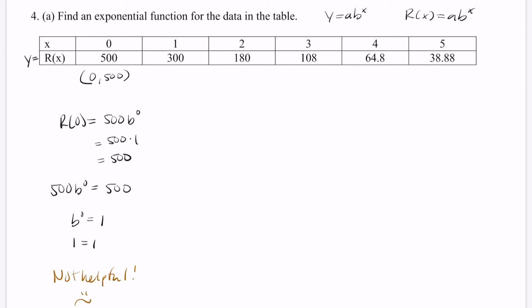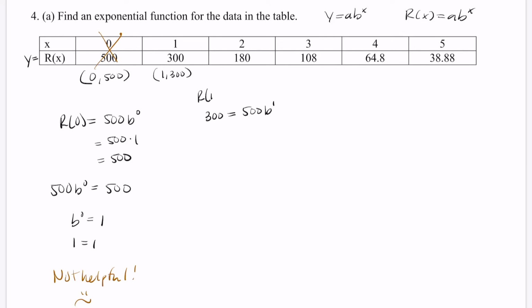So in general, when you're trying to find equations for exponential functions, I would suggest picking an ordered pair that does not include a 0. So let's look at the next one, 1 comma 300, and I'm going to write this one a little differently. I'm going to write this as 300 equals 500 times b to the 1 power. Now why am I doing that?